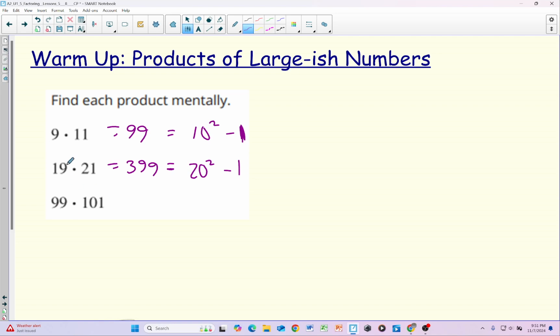What about this one? 99 times 101. Well, let's see. 99 times 100 is 9900. And then we have to add another 99. So we get 9999. Well, that's close to 10,000, which, take your guess, that's 100 squared minus 1.